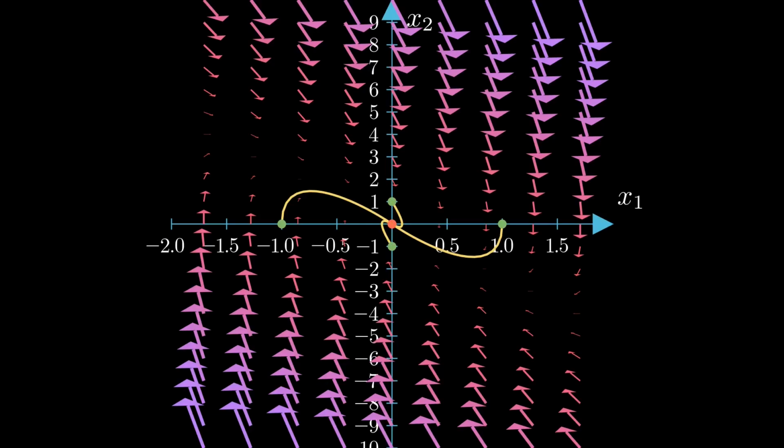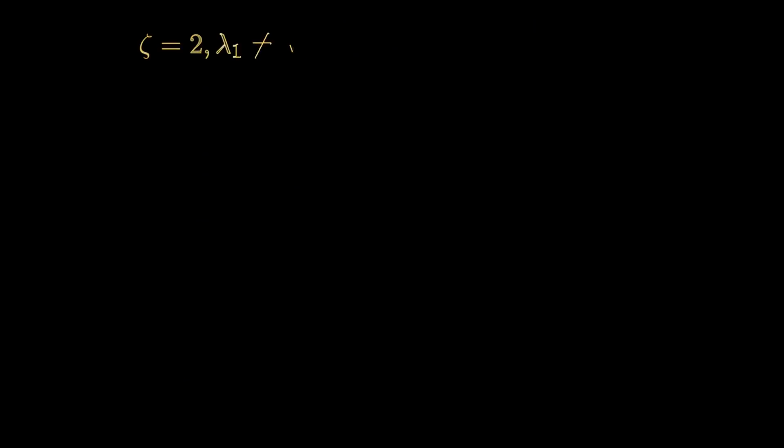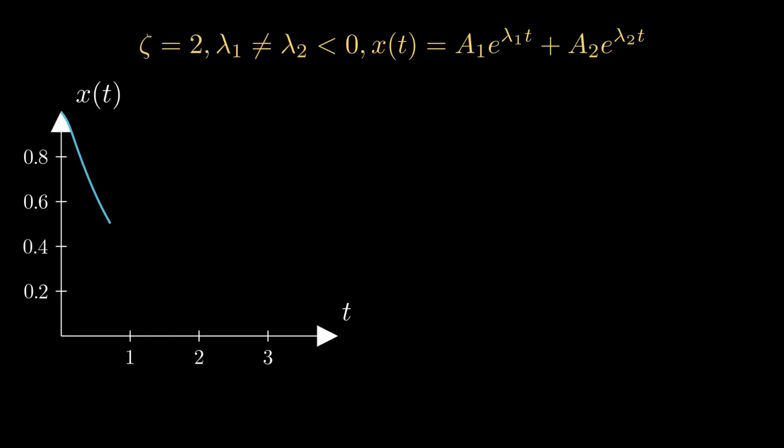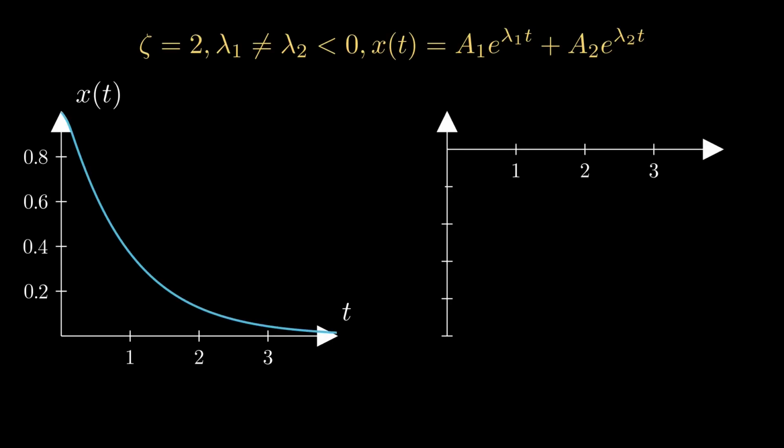The traces are generated by letting several solutions take place. The point at the center for this case has another name, the stable node. Shall we increase the damping again? Let's see what happens if we set the damping ratio greater than 1.